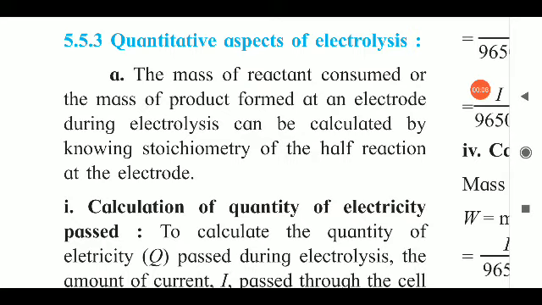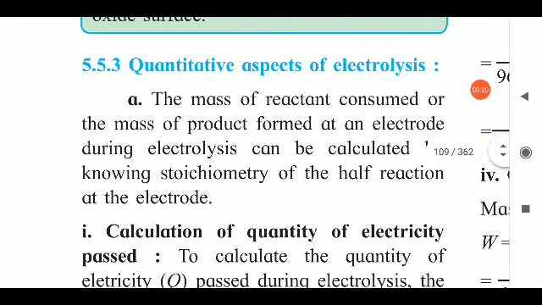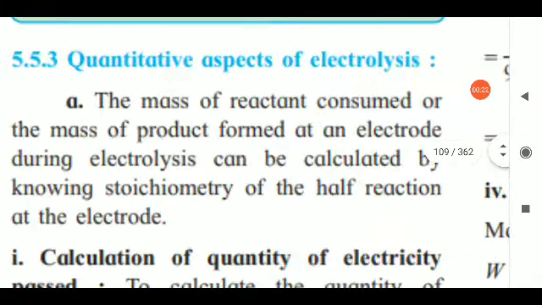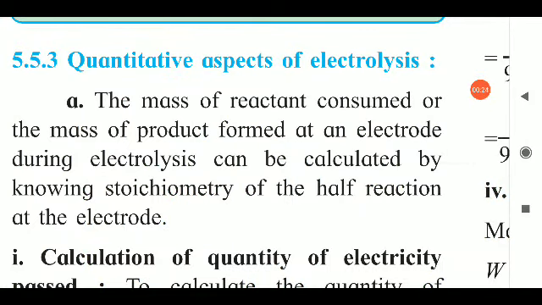Students, today we are on the topic of electrochemistry, and in our last lecture we saw the electrolysis of aqueous NaCl. In continuation, in today's lecture we are going to learn the quantitative aspects of electrolysis. That means the mass of the reactant consumed or the mass of product formed at an electrode during electrolysis can be calculated by knowing the stoichiometry of the half reaction at the electrode.